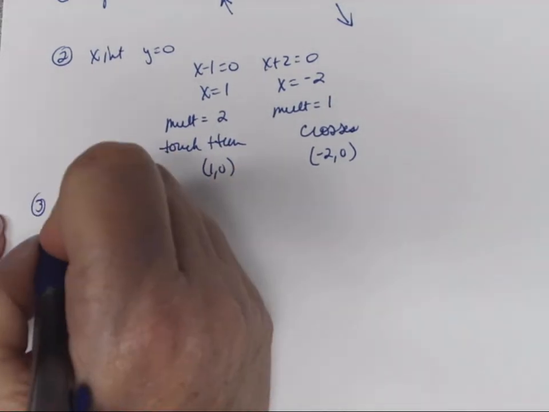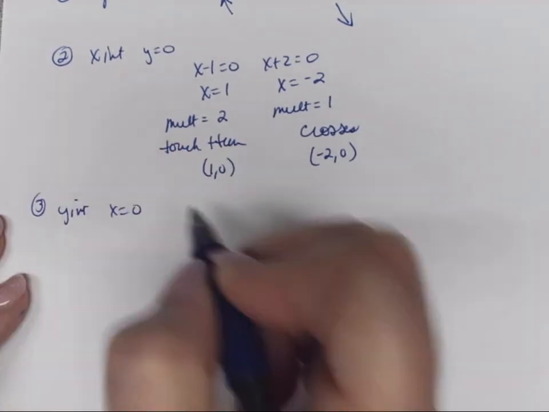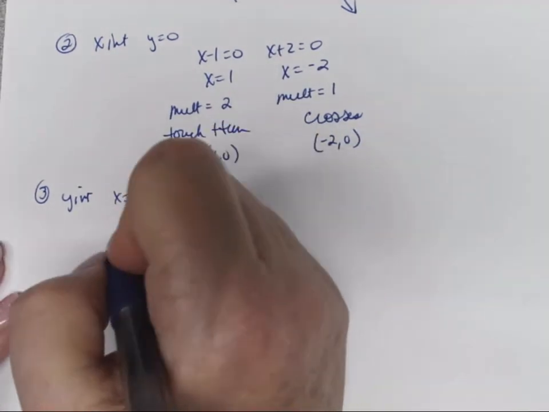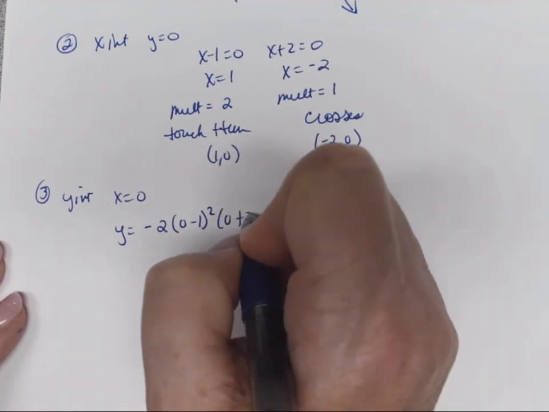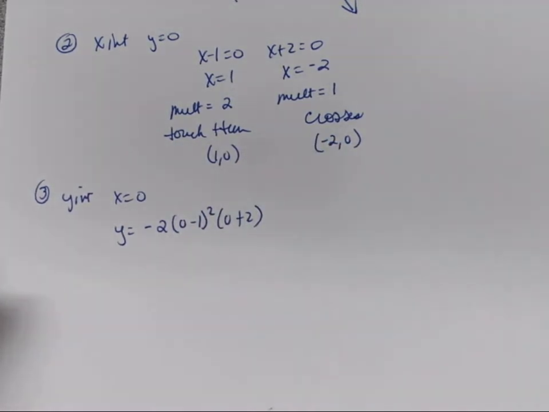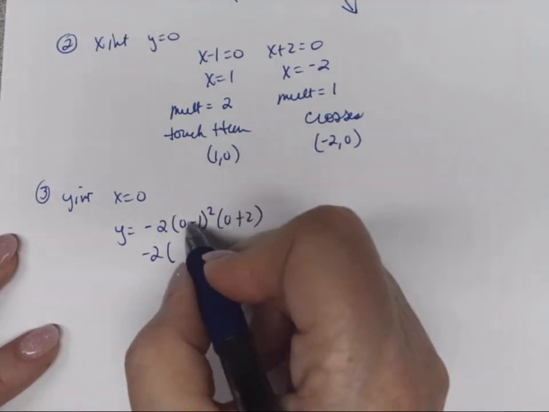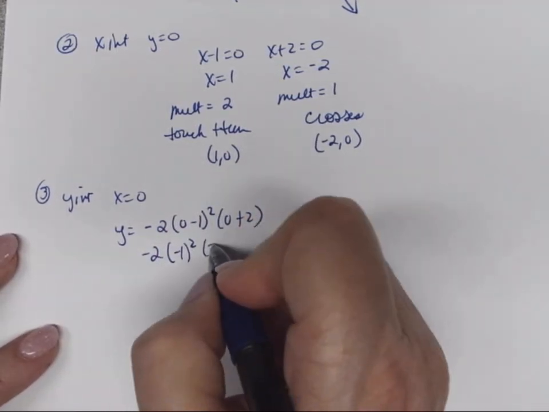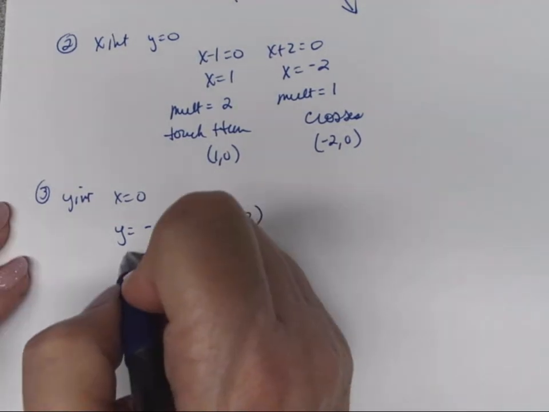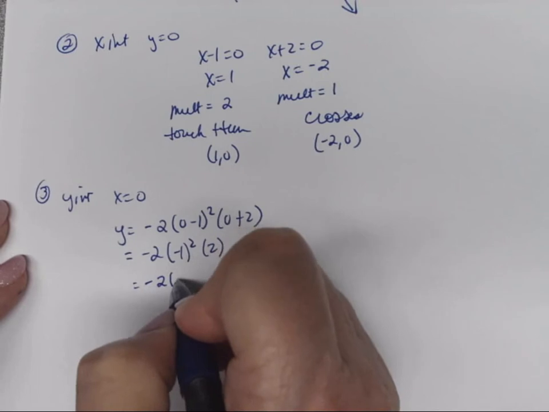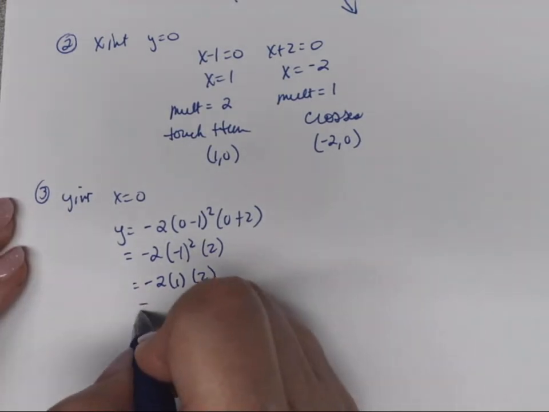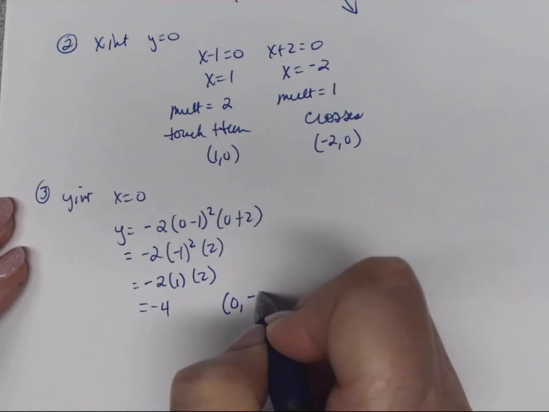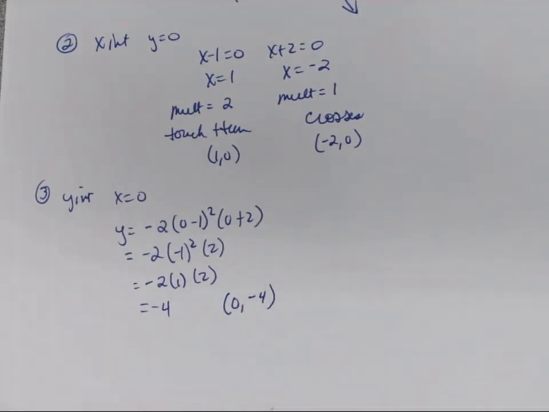Third step, we need to find the y-intercept. That's where we set x equal to 0. So y will be equal to negative 2 times (0 minus 1) squared times (0 plus 2). Well, that'll get us negative 2 times negative 1 squared times 2. Well, negative 1 squared is 1. And you could put it in the calculator, but it's always good to practice our math skills, but always double check. So negative 2 times 1 times 2 will get us negative 4. So that tells me it's going to be (0, -4) for my y-intercept.